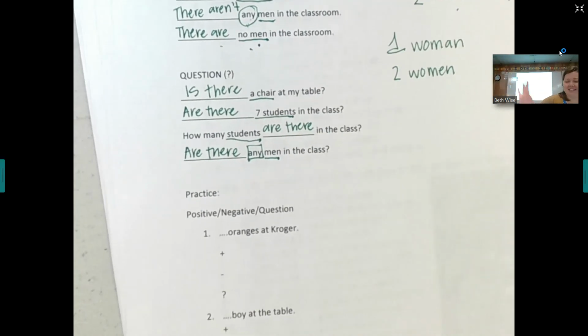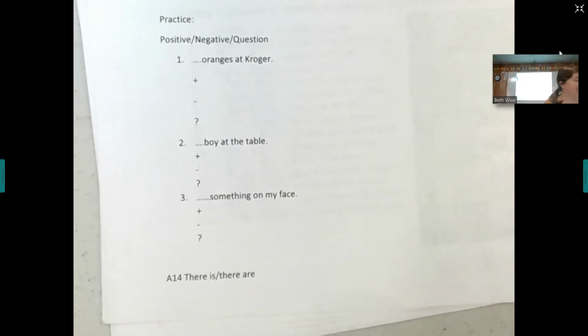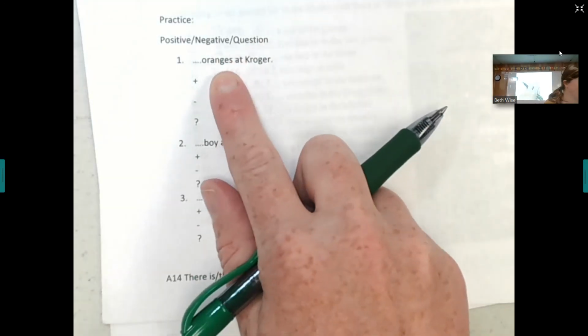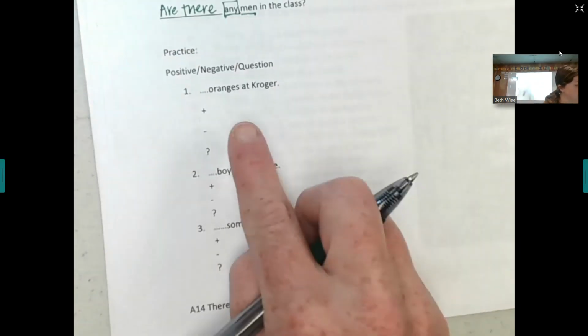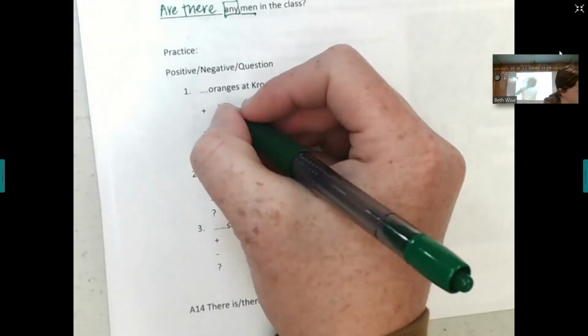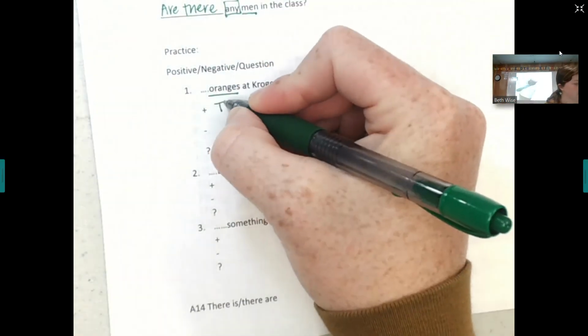But we understand that there's like plurals and singular and all that stuff. Right? Okay. Alright, so let's do positive, negative question for our practice. So, for example, this first one. Oranges at Kroger. So what would our positive be? Are we going to use is or are? Are, right? So there are oranges at Kroger.